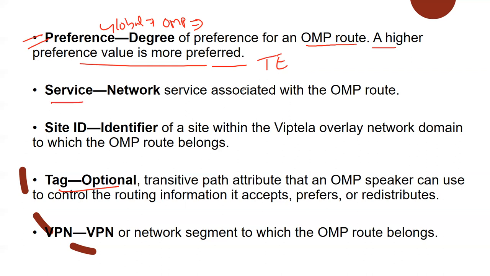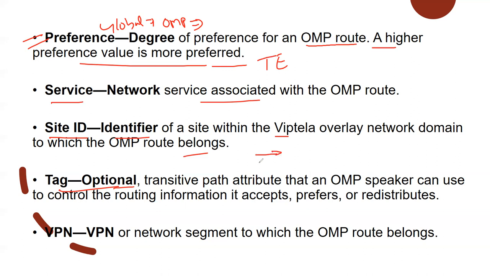Then service. We know that network service means security related items such as firewall, IPS, IDS and others. Site ID is an identifier, we know that. Site ID, what is the meaning of site ID? Tag is there. Why are we using tag?